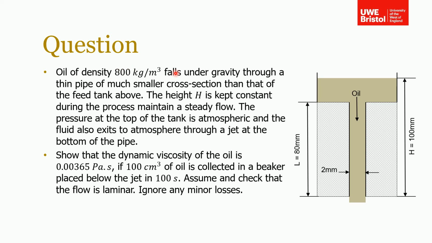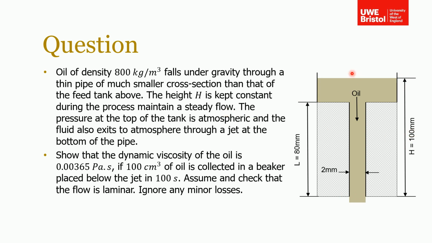Okay, so we got this question here. We have this tank of oil, and we're told the density of the oil, it's 800 kilograms per meter cubed, and it falls under gravity through a pipe which is 2 millimeters in diameter. We can see that the length of the pipe is 80 millimeters, and that the height of the oil from the bottom of this pipe is 100 millimeters.